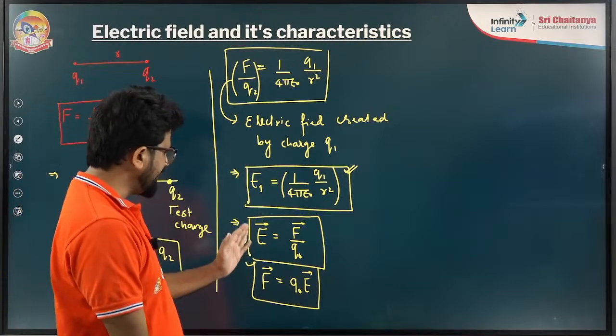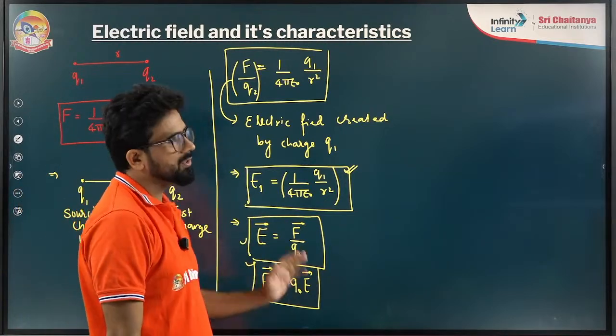Now understand this part: E equal to F by Q0, or F is equal to Q0 into E.